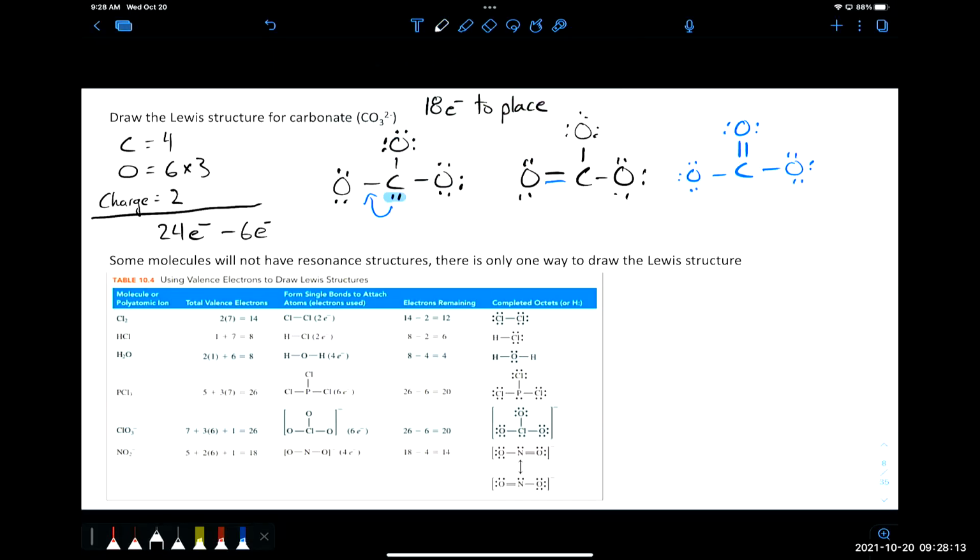Actually, sorry, this needs 2 minus. All right, so we have a charge. We need to represent that charge with brackets to say that this whole thing has a charge of 2 minus.